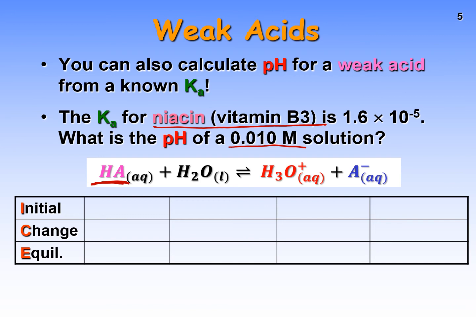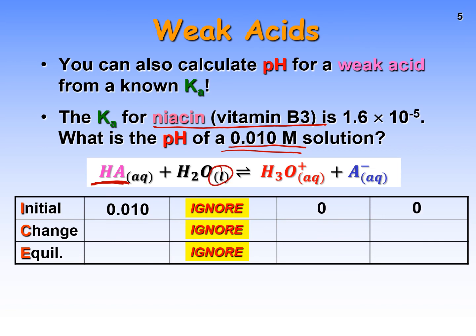Now, at this point, I can fill in what I know to my ice table. I know I have 0.01 molar of my weak acid initially, right here. And I know that I don't care about water because, again, pure liquid. I also know that initially I wasn't given any information about H3O plus or A minus, so they must be 0.